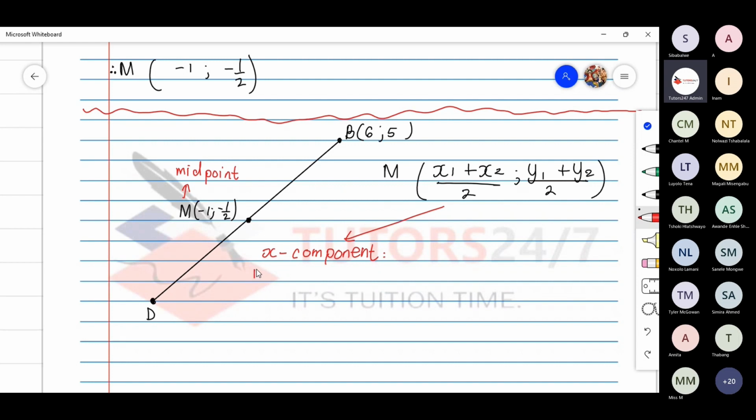Which is M of X equals (x1 + x2)/2. Now, M of X basically represents the x value of M. So we're going to separate the formulas and then break this up into the y component, which will then be M of Y, which represents the y component of your midpoint, or the y value of your midpoint, equals (y1 + y2)/2. So all we did is separate the formulas.